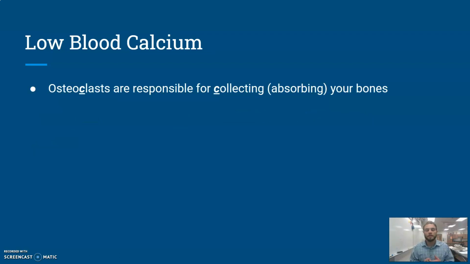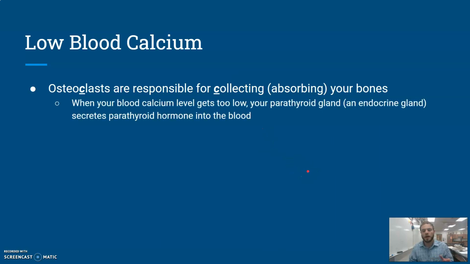So when you have low blood calcium, meaning the calcium in your blood is low, osteoclasts are going to kick into overdrive. Osteoclasts' job is to pull calcium out of your bones. That's the way we term it so that we can remember: osteoclasts collect calcium. They move along your bones, pulling calcium off of them. They get stimulated by parathyroid hormone, which is secreted by the parathyroid gland, which sits over by your Adam's apple.